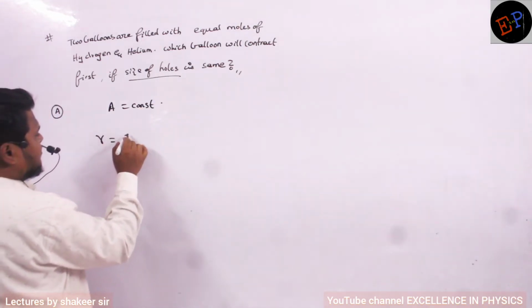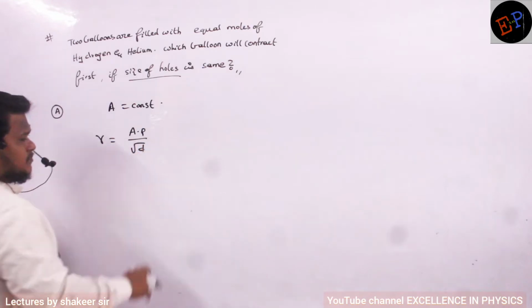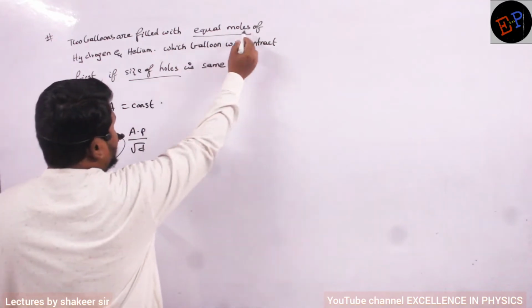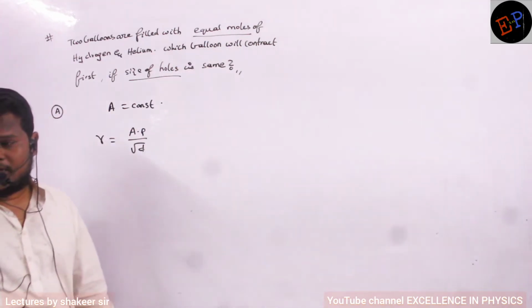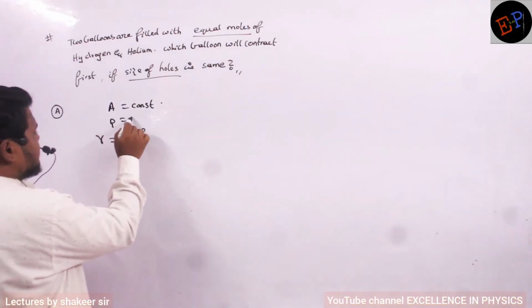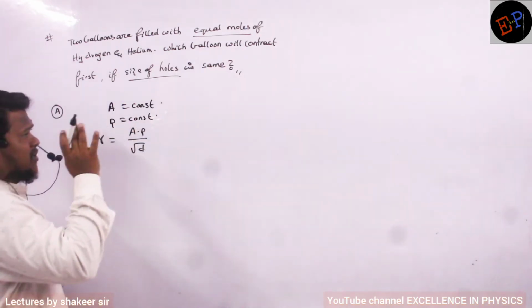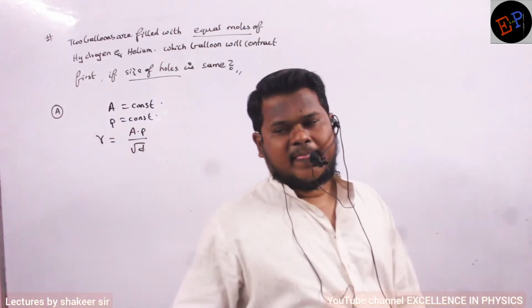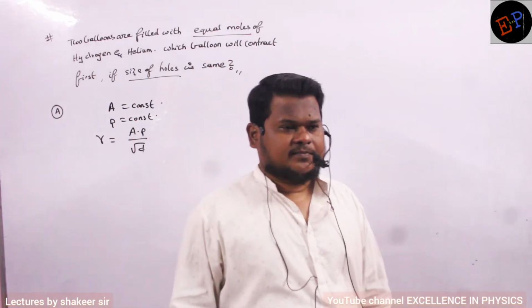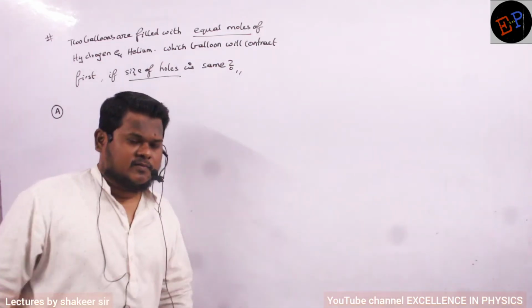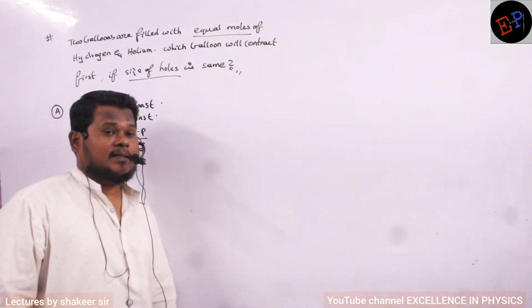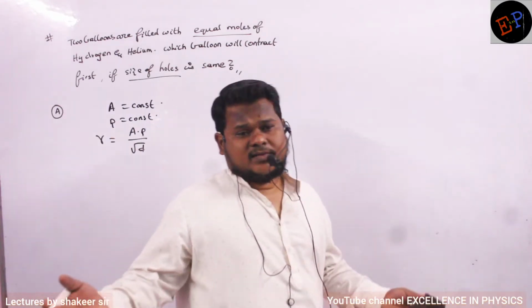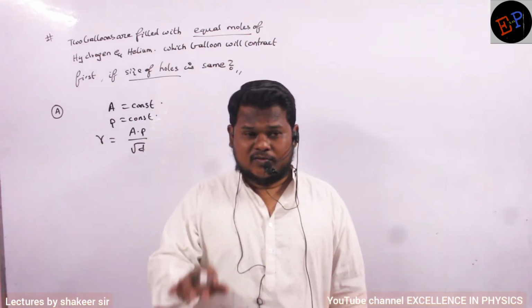So rate of diffusion, already we have written, is A into P divided by root D, no? Clear? So area is the same. And one more point which I understand is equal number of moles, he said. So pressure is also a constant. Therefore I can write pressure is also a constant. Then if you make same size of holes, which balloon will contract first? Can you say? Contracting means small size. Which balloon's size will become smaller? The balloon which loses more gas will contract first. So which balloon will lose more gas?